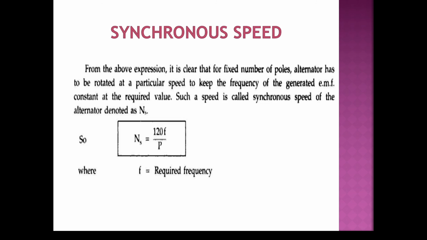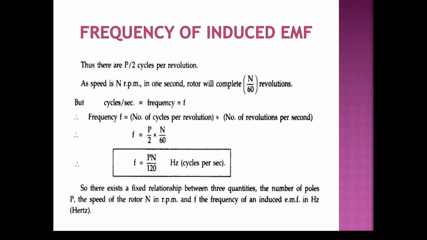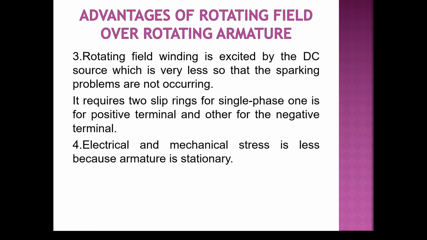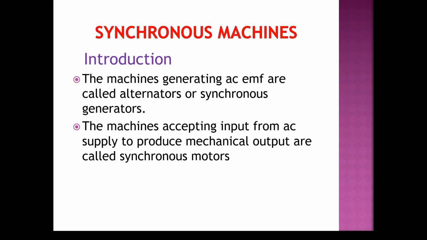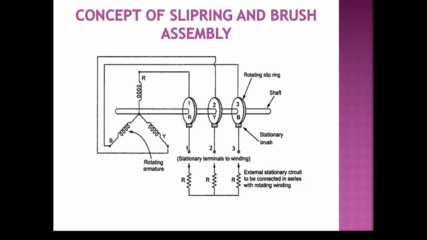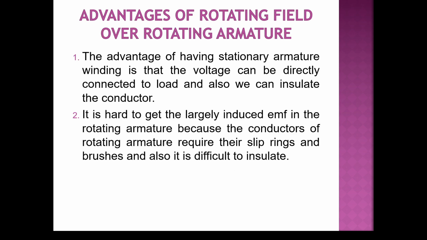So in today's class we have discussed the synchronous machines, and what the differences are between a DC generator and an alternator. We have seen the concept of slip ring and brush assembly. The slip ring and brush assembly will collect the current from the rotating armature and give it to the external stationary circuit. And we have seen that in an alternator, the field is rotating and the armature is stationary, which is opposite to that of a DC generator.